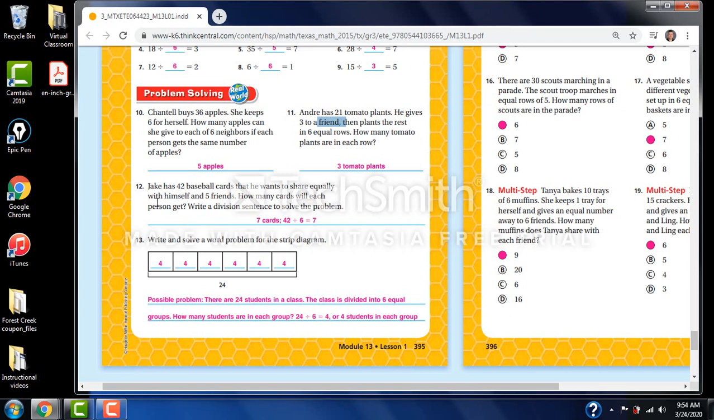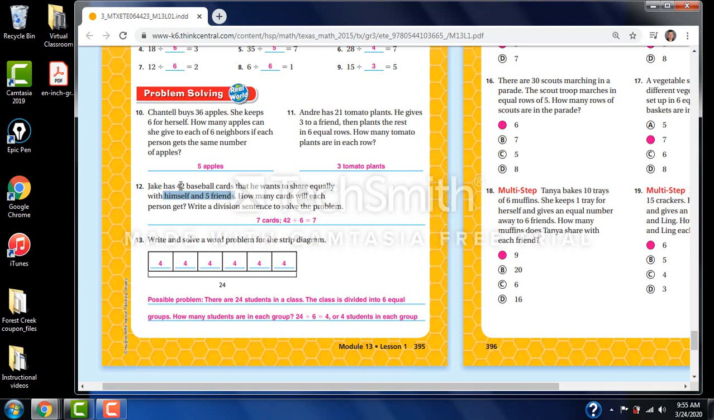Next question, number 12. Zane, let's get ready. Jake has 42 baseball cards that he wants to share equally with himself and 5 friends. How many cards will each person get? So you're going to write a division sentence, okay? It's just not the answer, a division sentence. So 42 divided by how many friends? By 5. Oh, I'm sorry. 5 friends. Now, the key here is with himself and 5 friends. So that number should be 6 here.